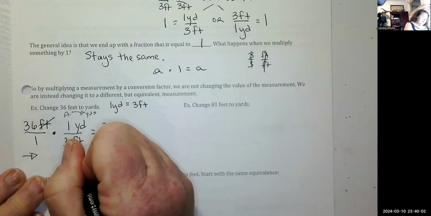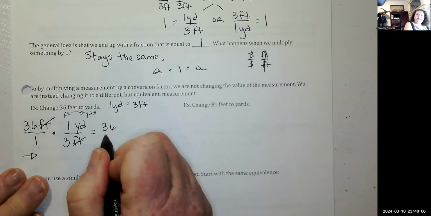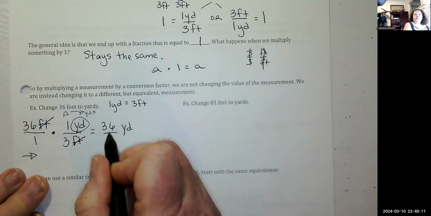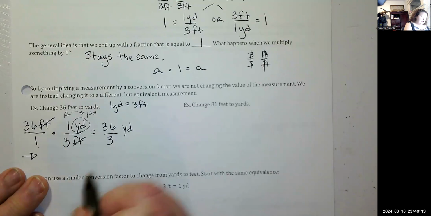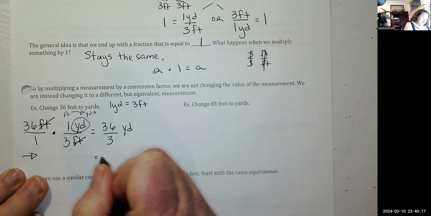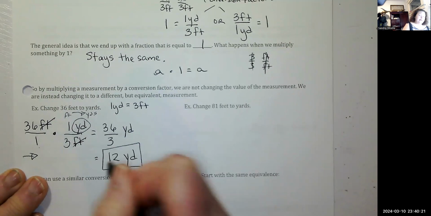The feet are reduced. Feet over feet is gone. And then 1 times 3 is 3. And the answer is in yards. 36 divided by 3 is 12. You have to divide 36 divided by 3, and that is 12. The answer is in yards, which is what we wanted.